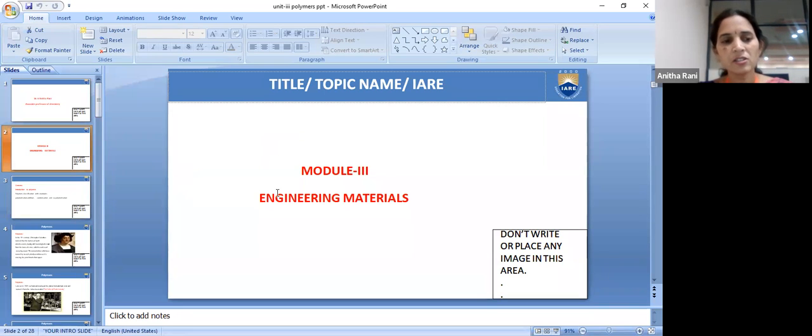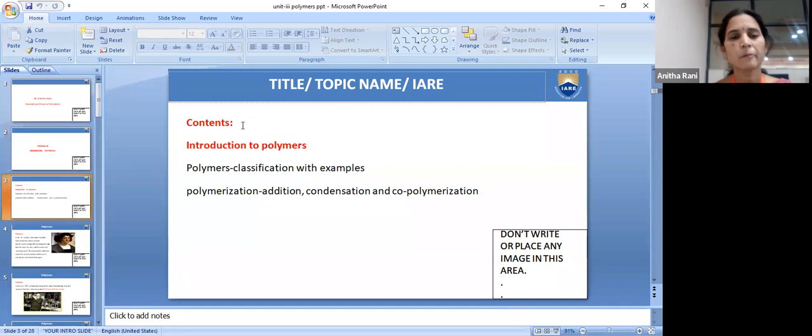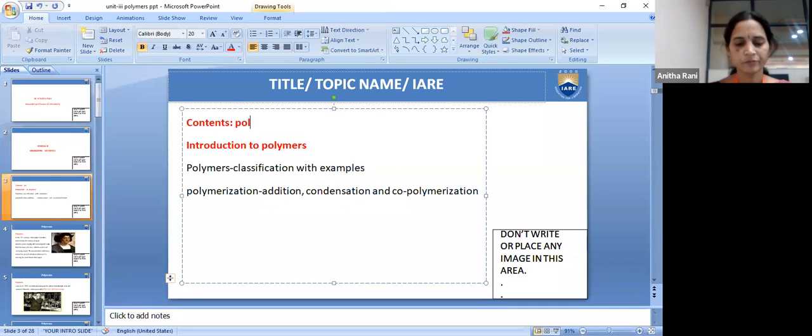Module 3, engineering materials. Now students write down what we are going to discuss. In module 3, we will discuss polymers, rubbers, and lubricants. Write down. What we discuss in module 3 is polymers, rubbers, and lubricants.